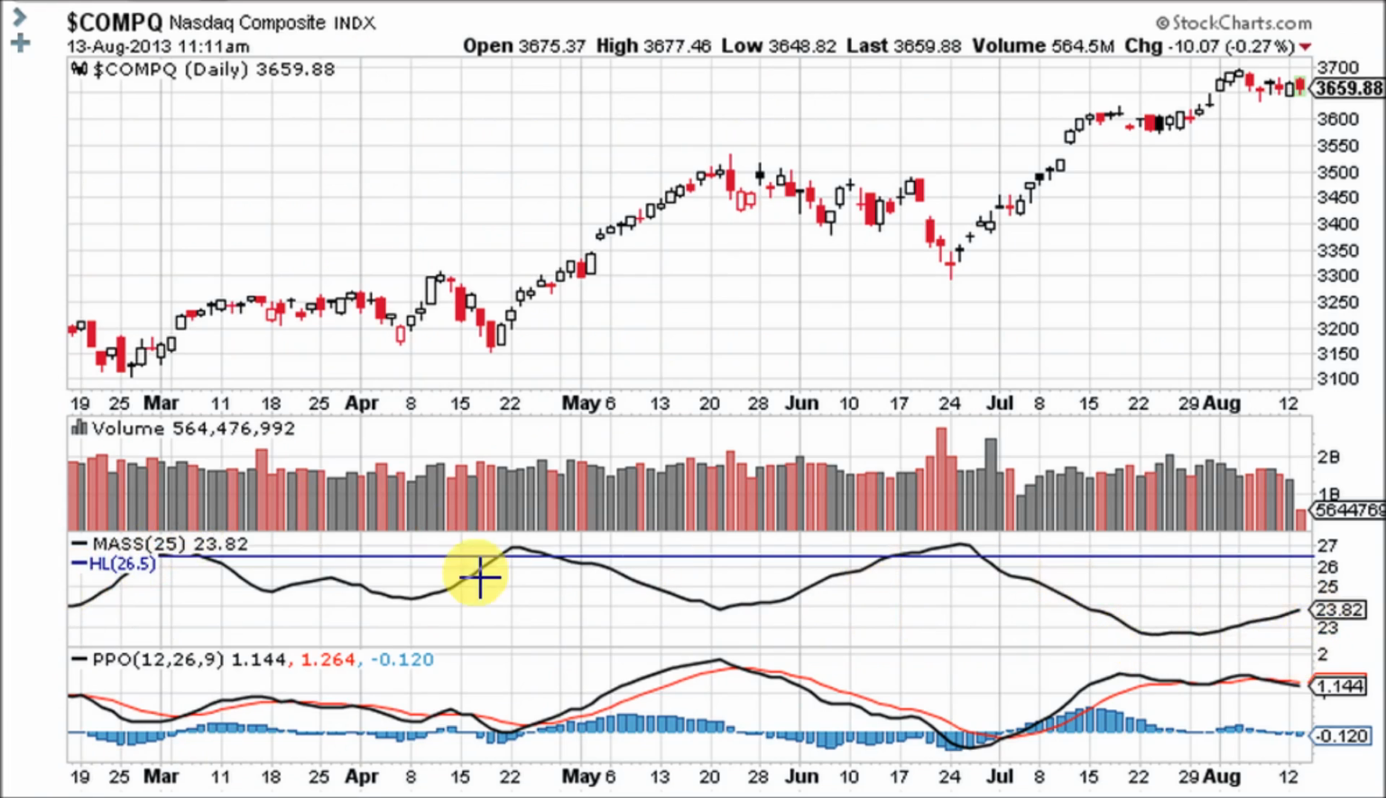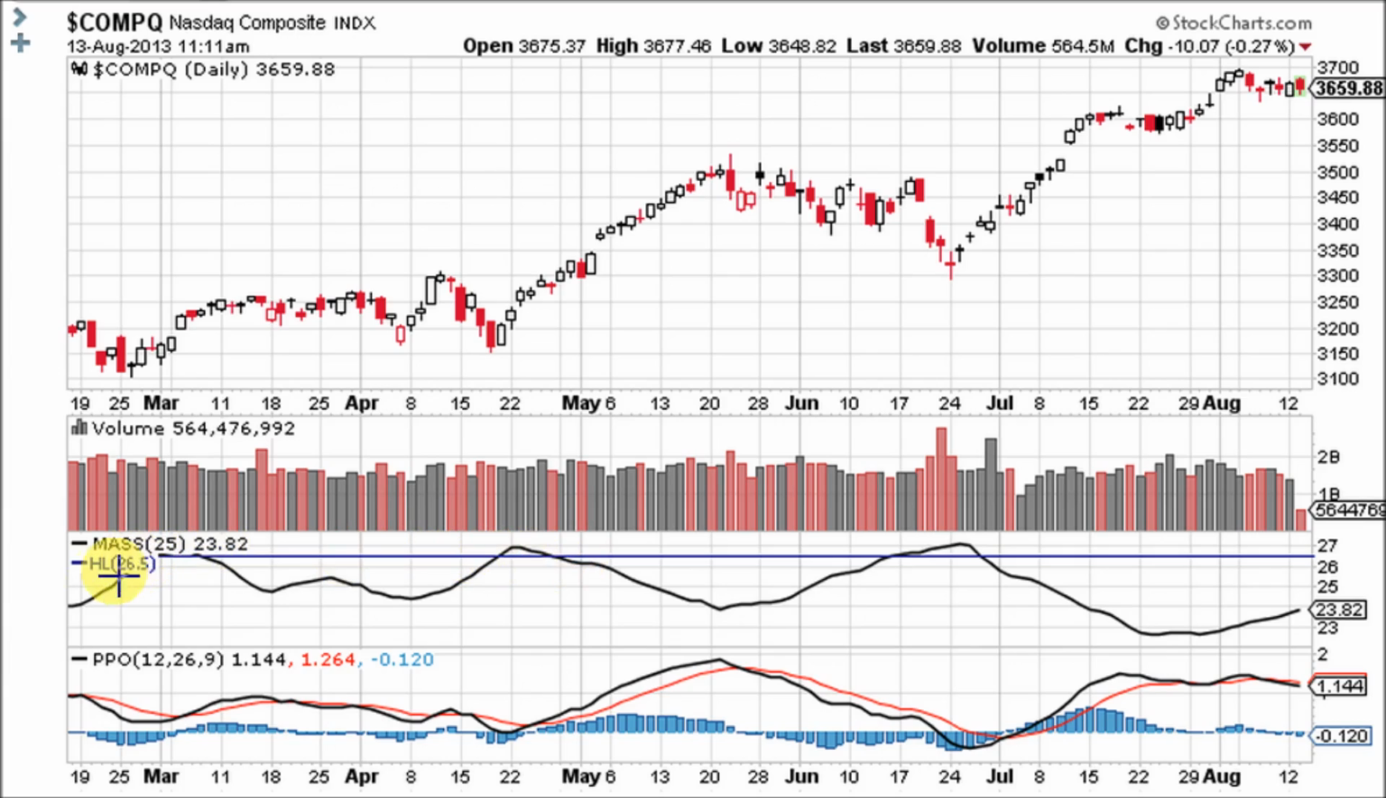Okay, it generally ranges in the area of the low to mid 20s, and the signals are given when it crosses up through the 26.5 line into the 27 area and then crosses back down through 26.5. That's when the signal is complete. Okay, so that happened 3 times here.